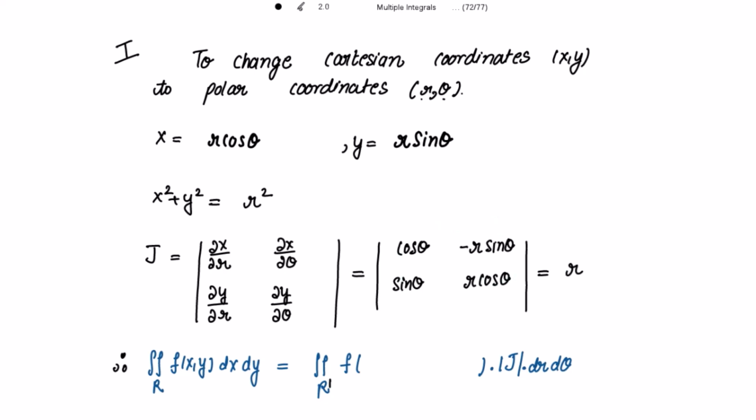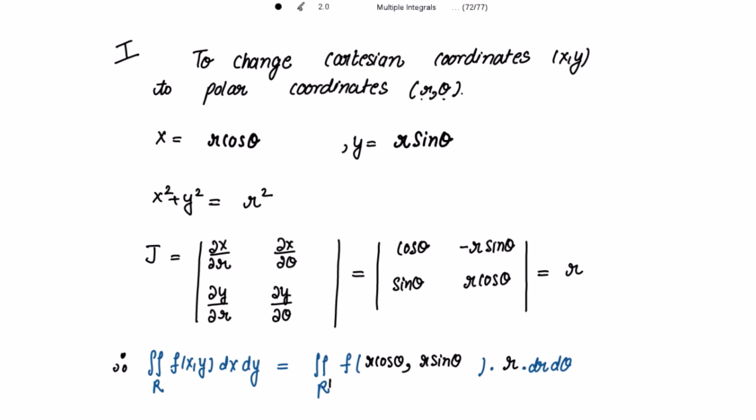So according to the formula, this double integral over R of f of x, y dx dy is transformed into, now writing this double integral over region R dash, for x, just write r cos theta, and for y writing r sin theta, into, then we have to multiply with the determinant of J, which has the value r. So writing r, then dr d theta, because I'm having r, theta, right? dr d theta.